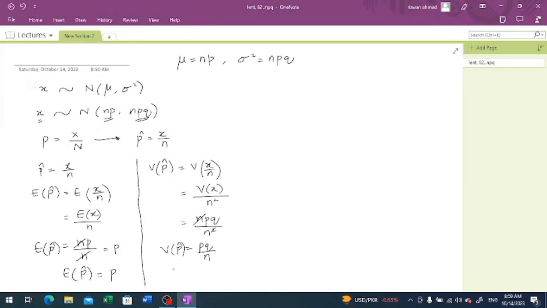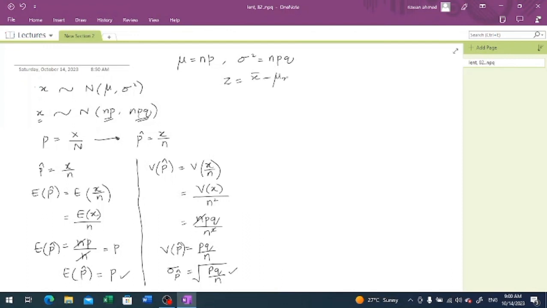If we want to determine the standard error of this variable, we need to take the square root of both sides, and this is how we get this answer. We have now got two results. Expected value of p cap is equal to p, whereas sigma of p cap is equal to square root of pq divided by n.